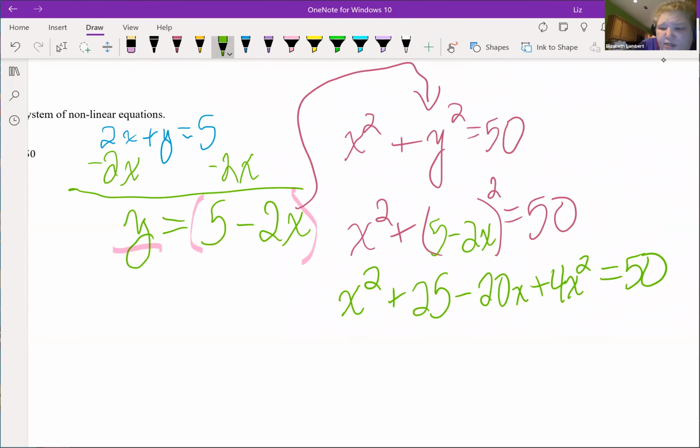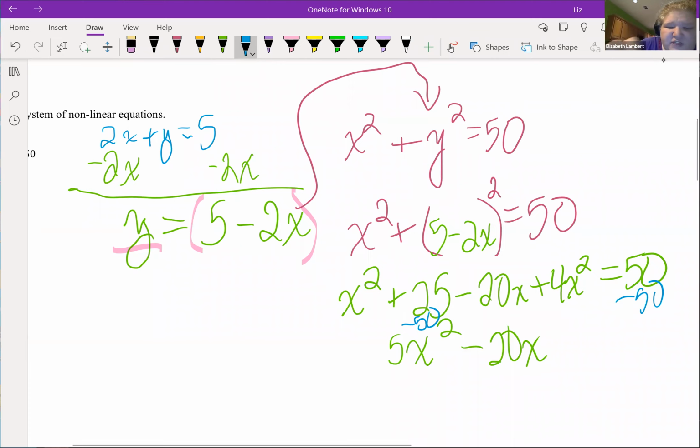So we are still going to get a quadratic, so I need everything on one side. So 4x squared and x squared is going to be 5x squared. We're going to have the minus 20x. And then I have that 25 there, and I want to move this 50 so it's equal to 0. You always want that 0 for anything higher than a linear. So 25 minus 50 is going to take us to minus 25. And that is now equal to 0.